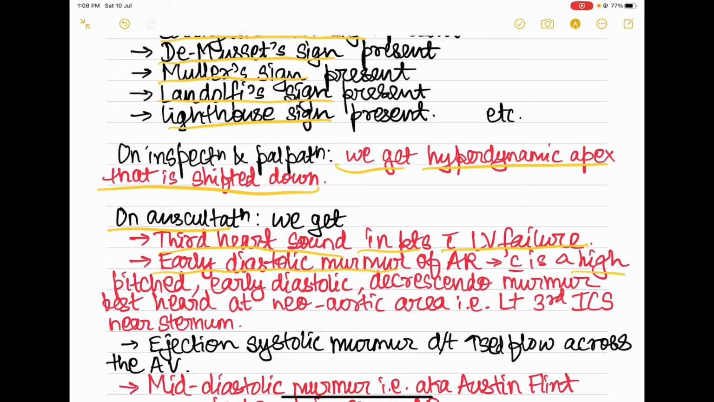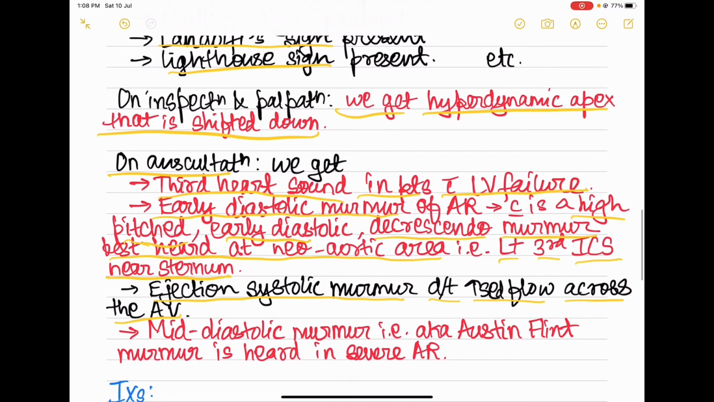It is a high pitched murmur, early diastolic, and it is a decrescendo murmur, that is, decreasing in intensity, and it is best heard at the neo-aortic area, that is, the left third intercostal space near the sternum. Then we also get an ejection systolic murmur due to increased flow across the aortic valve. Then we also get a mid-diastolic murmur, which is also known as the Austin-Flint murmur, a named murmur, which is heard in case of severe aortic regurgitation.